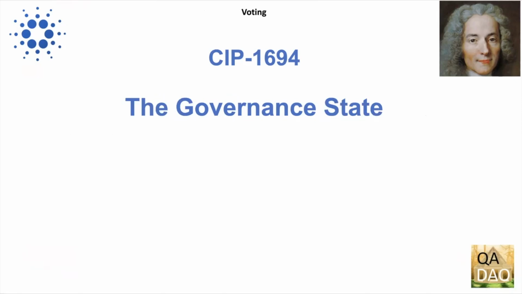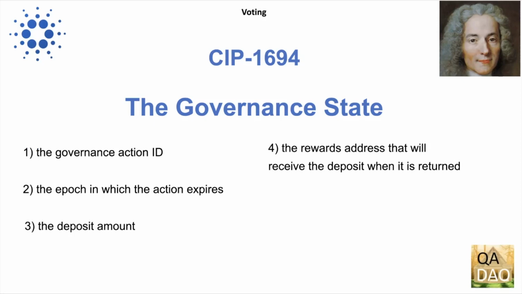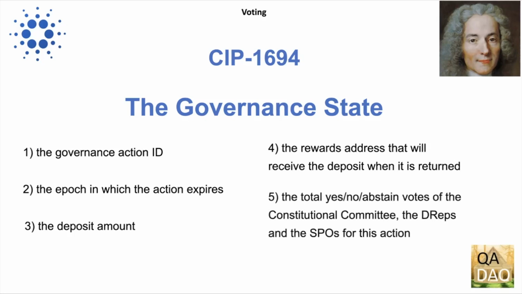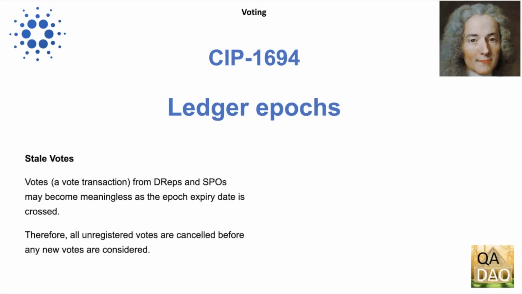The governance state. When a governance action is successfully submitted on-chain, its progress will be tracked by the ledger state. In particular, the following will be tracked: the governance action ID, the epoch in which the action expires, the deposit amount, the rewards address that will receive the deposit when it is returned, and the total yes, no, abstain votes of the Constitutional Committee, the DReps, and the SPOs for this action. An epoch on the QADAO ledger is a time division that regulates the production of blocks as part of a transaction validation process.